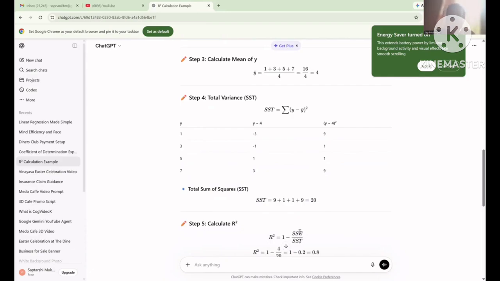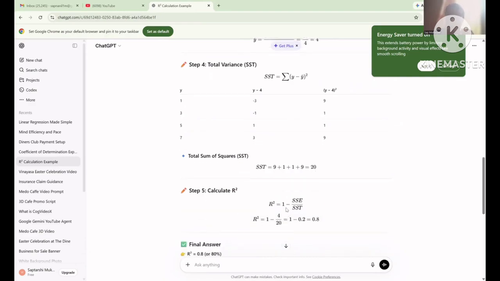When we are calculating the SST, it is nothing but the total variance. The formula of total variance is simple: SST equals the summation of y minus y bar, whole square, right? We have the y, and y bar is 4. So we calculate y minus 4, and then just do the square, and then make it a total because this is a summation. Summation means you need to make a total. So you are getting 20. And then the R square value is 1 minus 4 divided by 20, which is 0.8.